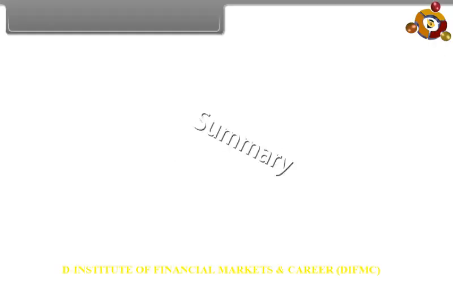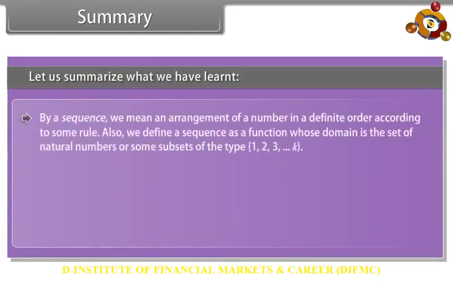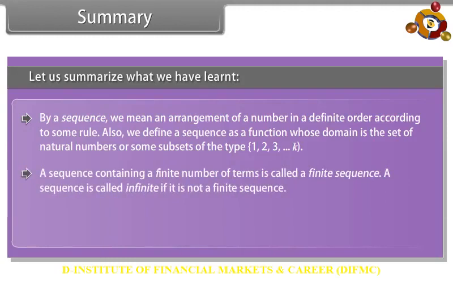Summary. Let us summarize what we have learnt. By a sequence, we mean an arrangement of numbers in a definite order according to some rule. Also, we define a sequence as a function whose domain is the set of natural numbers or some subsets of the type 1, 2, 3 up to k. A sequence containing a finite number of terms is called a finite sequence. A sequence is called infinite if it is not a finite sequence.